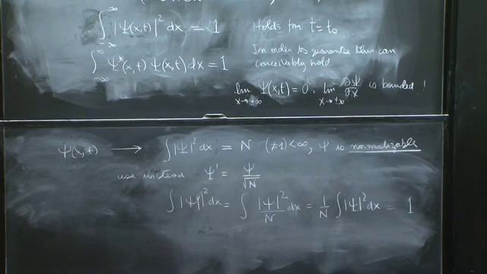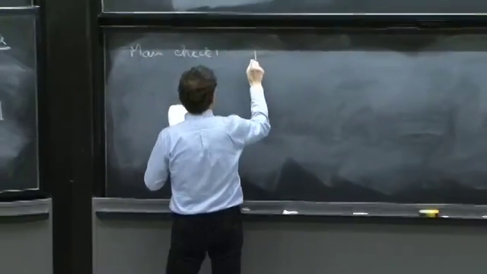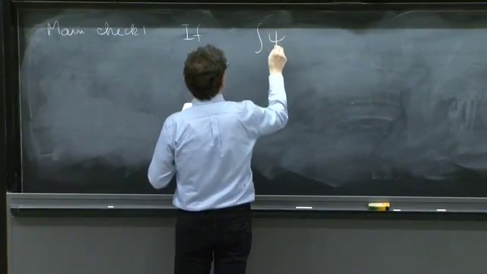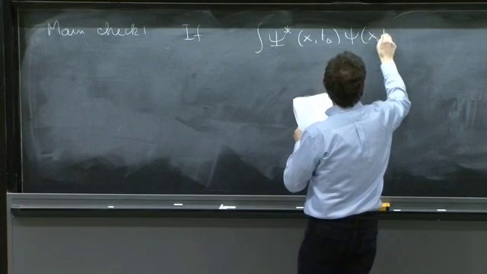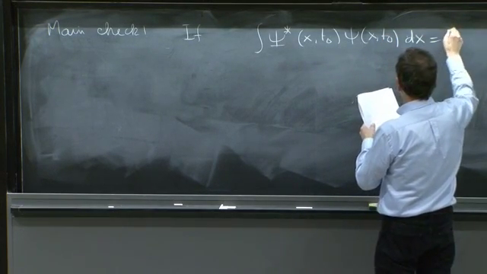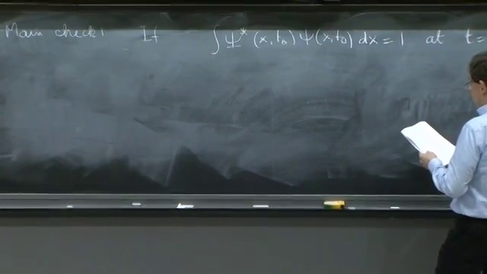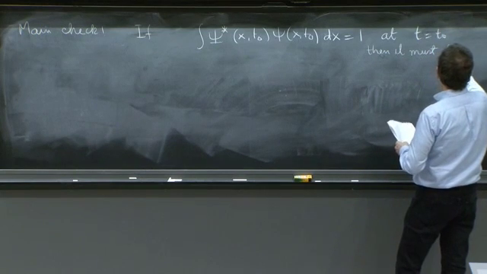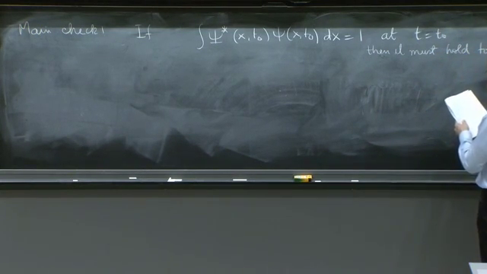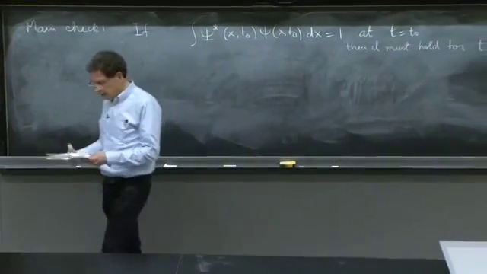Let's do our check. So, main check. If the integral of psi star of x, t naught, psi of x, t naught dx is equal to 1 at t equal to t naught, as we say there, then it must hold for later times, t greater than t naught. This is what we want to check or verify or prove.